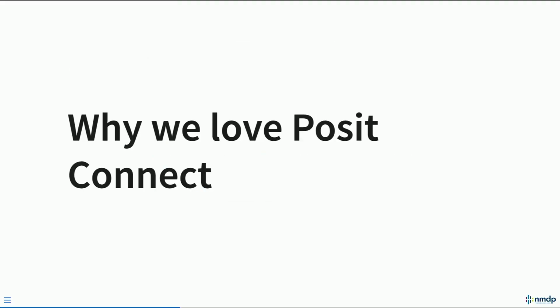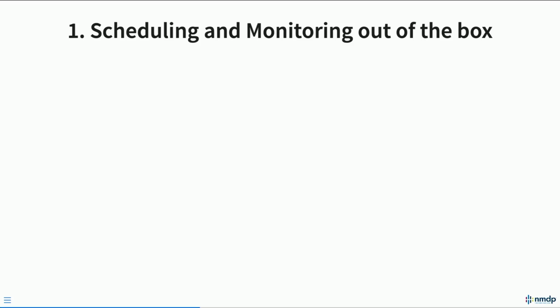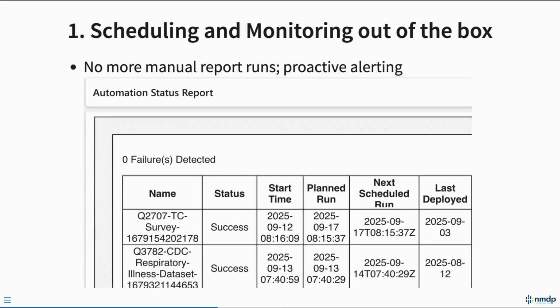So why does my team love Posit Connect? The first thing we like is that scheduling and monitoring just comes out of the box. We don't have to worry about that. No more waking up early and running reports by hand. More importantly, we can have proactive alerting. We built on top of the Posit Connect API an automation status report, which summarizes every single day our entire catalog of reports and finds out how many failed. There's even conditional logic to alert certain people if certain reports failed.